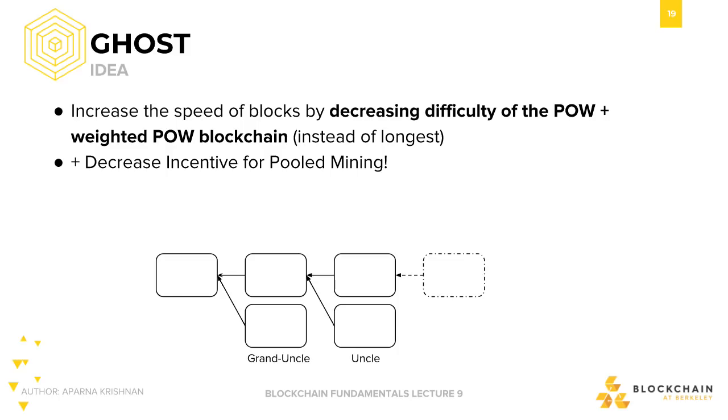Does that make sense to everybody? Just want to be clear on this. Okay, and so this also is supposed to decrease the incentive for pooled mining. One of the worries was that if you decrease the difficulty of proof of work, you'd have more incentive for centralized mining. But then if you are still taking the heaviest weighted proof of work and still rewarding people who come out with small blocks, and those uncles would get some reward, then it still works out for everybody.